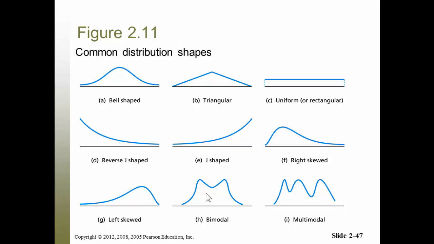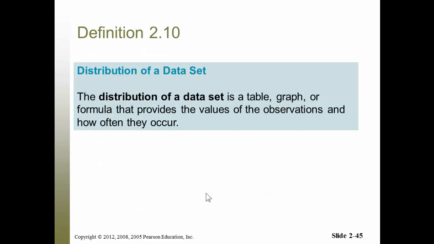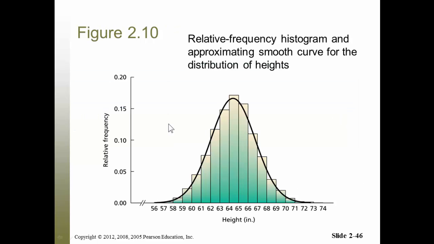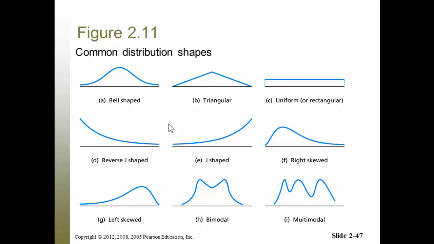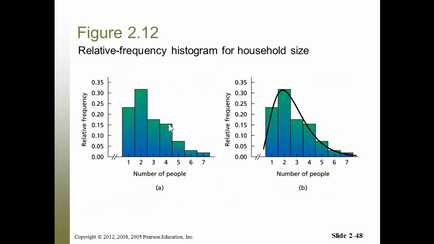Another look at the definition here. Okay, all the values of the observations and how often they occur. So, very often simply illustrated with the frequency distribution. Okay, here is a pair of graphs in which we see the number of people in households. We have no zeros. There would be no household if it had no people in it.